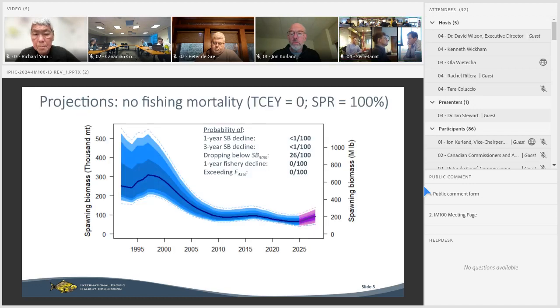The first of those is the no fishing mortality. So of course the TCEY is 0, the SPR is 100%. And you can see in this case that the stock would be projected to be increasing over the next 3 years. This alternative is intended to illustrate the maximum productivity of the stock. Given the year classes that are in the water right now and the biology of this species, this is the fastest it could possibly increase. You see there's a very low chance of stock decline. And at best, at the end of 3 years, we might be back to somewhere close to where we were in 2016. So this really puts the sideboard on where we could possibly get to in 3 years.